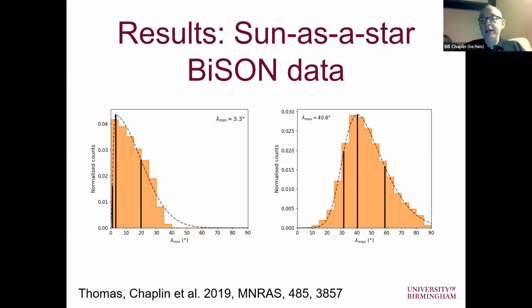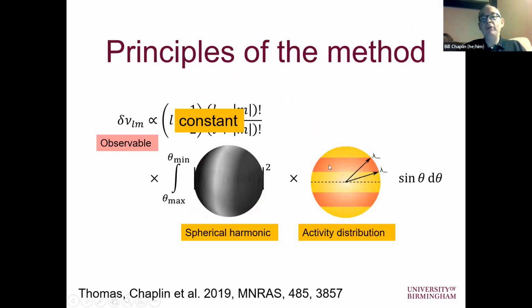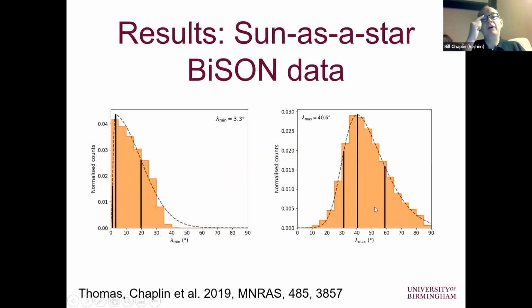Here, what you can then do is infer what the activity distribution is. We just use a sampling algorithm to do this, taking the observable, our known harmonics, because we know which modes we're using, and we can then make an inference from the data on what the minimum and maximum active latitudes are. This is what we get from using data on the sun, using just 4 years, essentially what we would get from Kepler. We get an inference on the minimum latitude of the active belt, which you can see here is peaked near the equator, which is what we see for the sun.